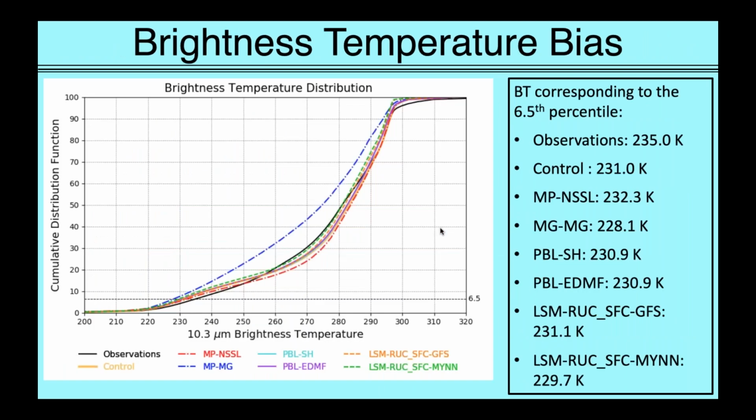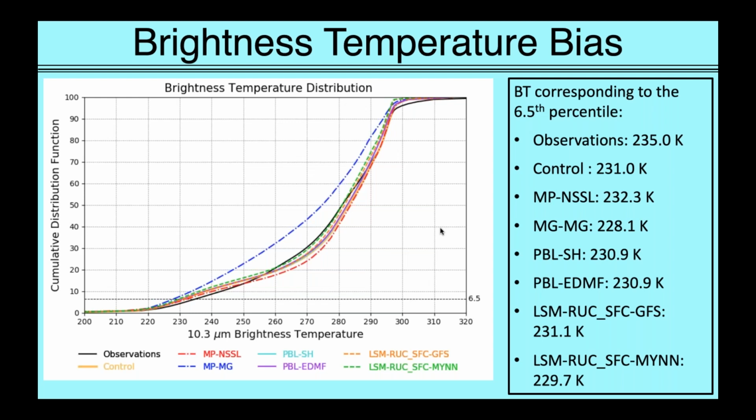So that leads to the question of what happens if we account for the bias. And I know I'm running out of time, but this should be fairly quick. We chose a threshold of 235 Kelvin, which corresponded to the 6.5 percentile of observation brightness temperatures. So instead of defining everything with 235 Kelvin, we can define the objects in each different configuration by their 6.5 percentile of brightness temperatures, which you can see over here on the right.